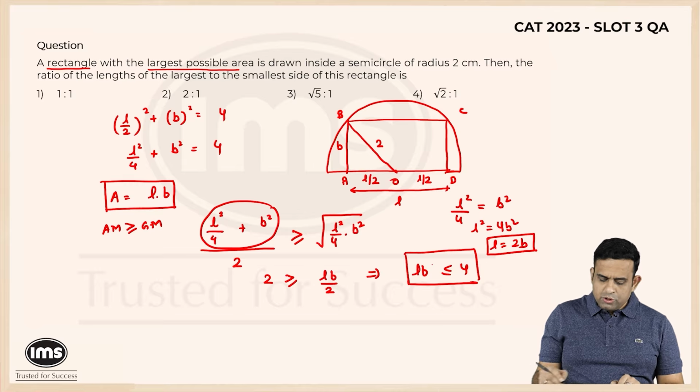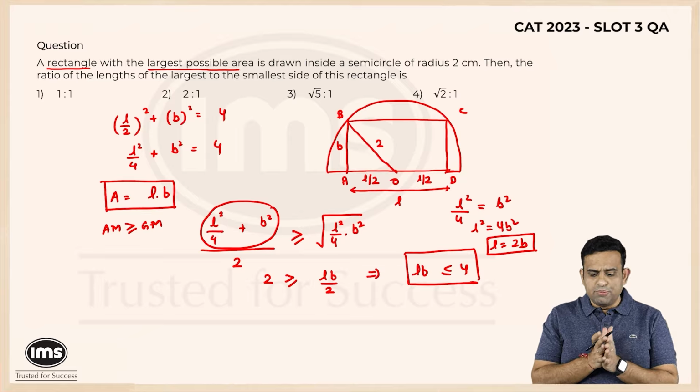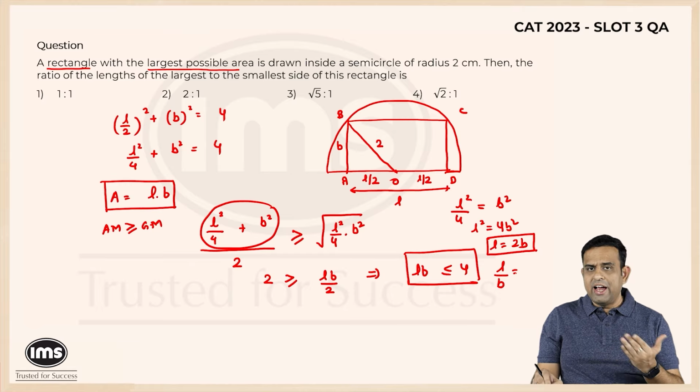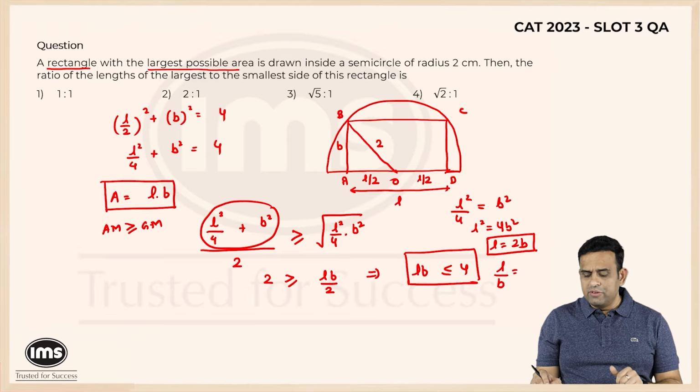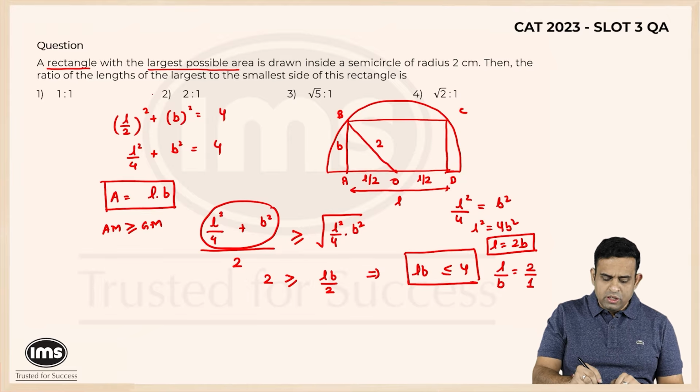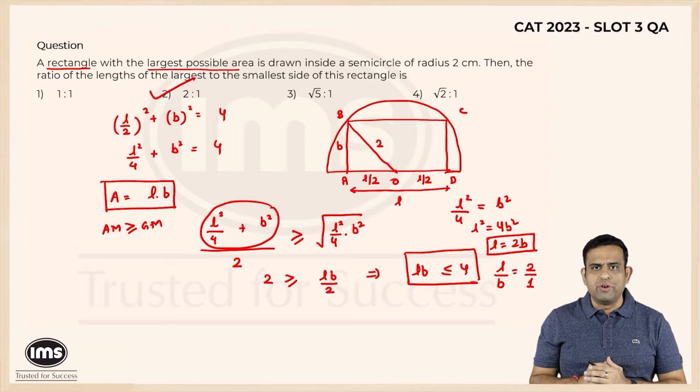So if I look at the ratio of the largest to the smallest side of the rectangle, the ratio of L and B, because I have taken L and B as the length and the breadth of the rectangle, the L by B ratio becomes nothing but, one can say, 2:1. So one can choose to mark option number 2 over here.